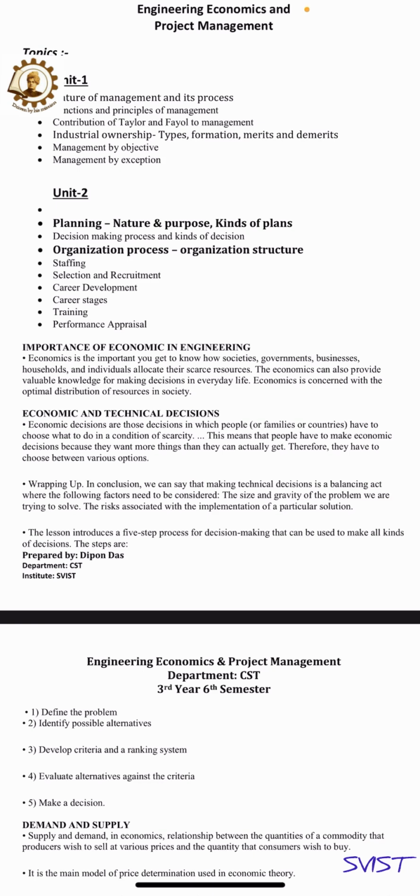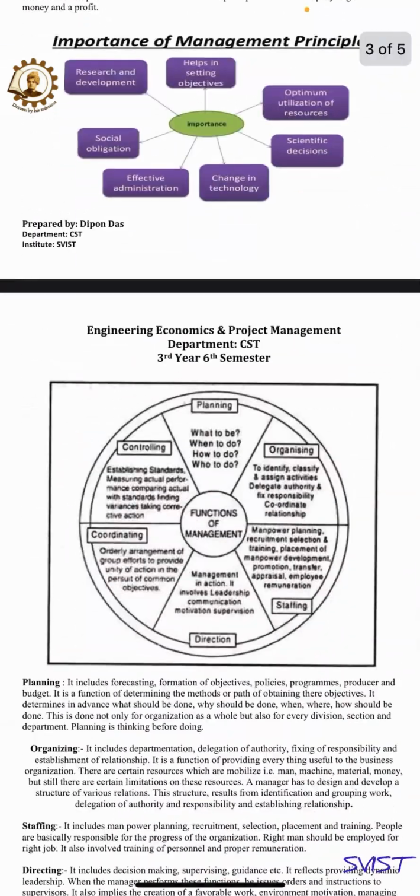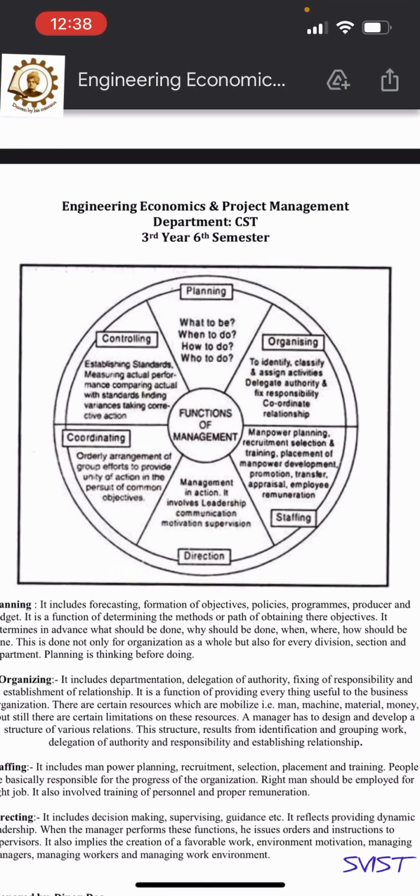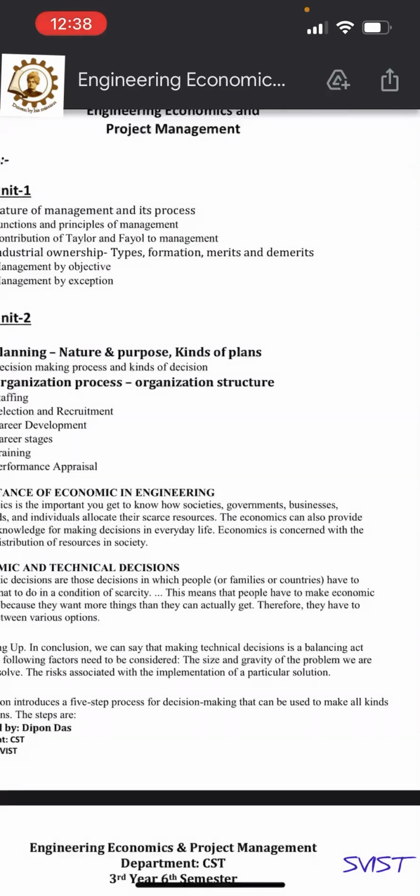The next part is the decision making process and the kinds of decisions that we are going to take. Basically, after the planning, what comes? In an illustration, I would make you understand this particular cycle in a systematic manner. In a management hierarchy, we have planning, organizing, staffing, direction, coordination and controlling. These are the particular functions of management that we are going to study under this illustration.